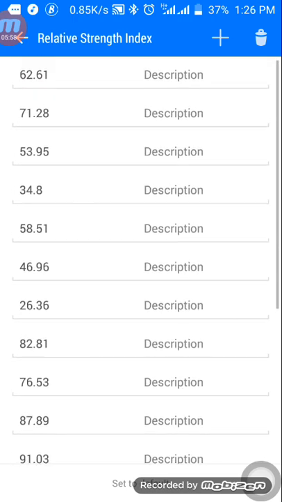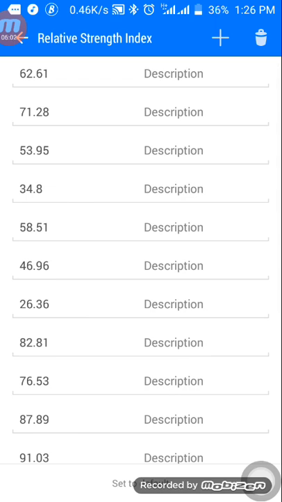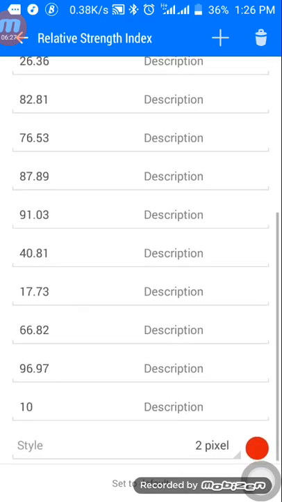This is the first one. We have 62.61, 71.28, 53.95, 34.8, 55.51, 46.96, 26.36, 82.81, 76.53, 87.89, 91.03, 40.81, 17.73, 66.82, 96.97, and 10.